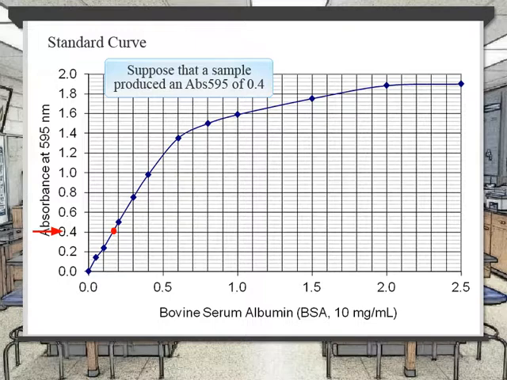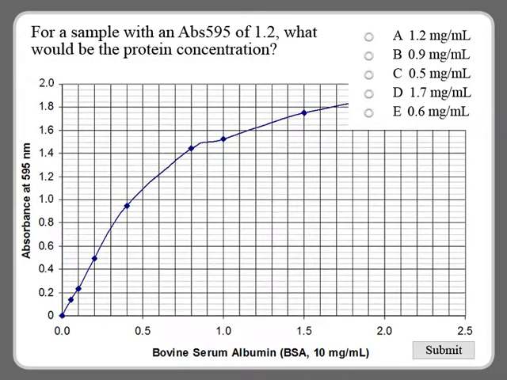For example, if we take one of those points, we can move horizontally across, and we can figure out what the y-axis value for that point would be, or we could go vertically down from that point and figure out the x-axis value. For example, this specific point here has a y-axis value of 0.84, and it has an x-axis value of 0.34 milligrams per milliliter.